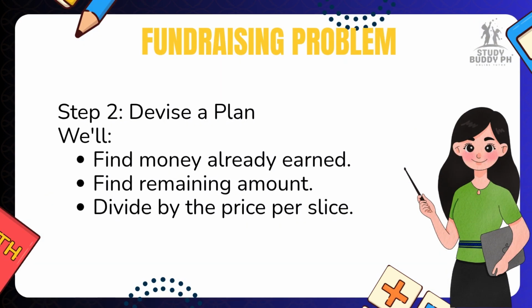Step 2. Devise a plan. First, find money already earned. Find remaining amount. Divide by the price per slice.